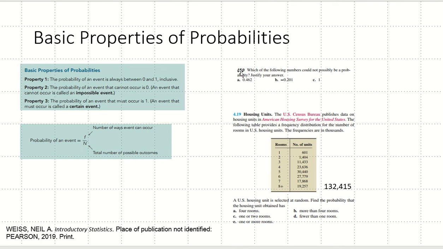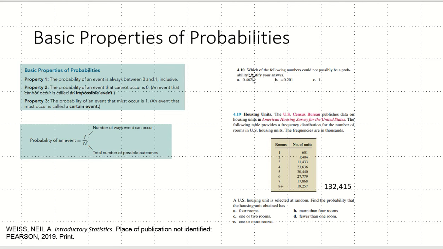It says in this first problem, which of the following numbers could not possibly be a probability? Justify your answer. And so basically we will use property 1, 2, and 3 to answer A, B, and C. If it satisfies one or more of the properties in this table, then it's possible. If it doesn't satisfy a single one, then no, it's not possible.